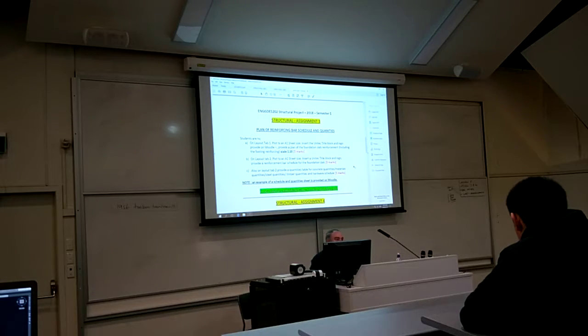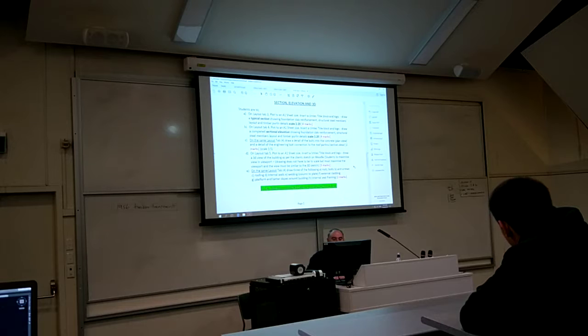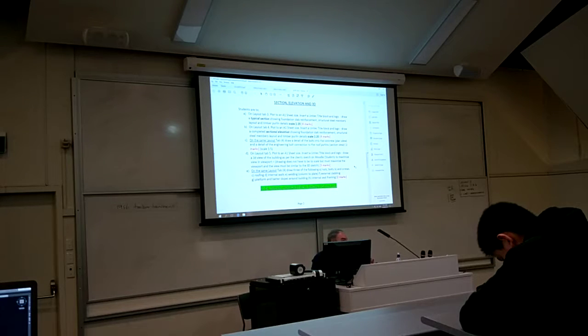The second part is different. The second part of the assignment, which is due about 2 or 3 weeks after that, on the 3rd of June, is broken down into that typical section you saw. Pretty much doing that drawing, but doing it properly. The sectional elevation is another 4 marks.